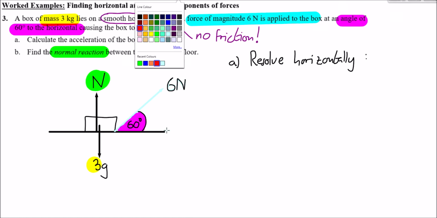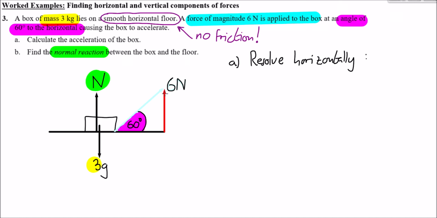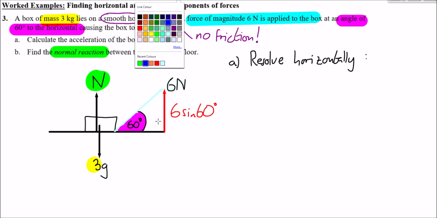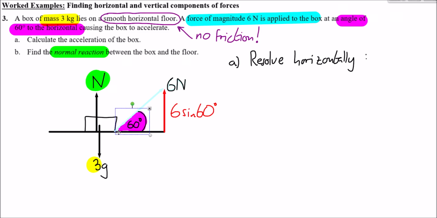So the vertical one, like I said before, it's always going to be the magnitude of a force, the hypotenuse in this case, and sine of the angle in question. So this component of the 6 newton force is 6 sin 60, whereas the component along this floor, or the table, whatever it might be, is going to be 6 cos 60.